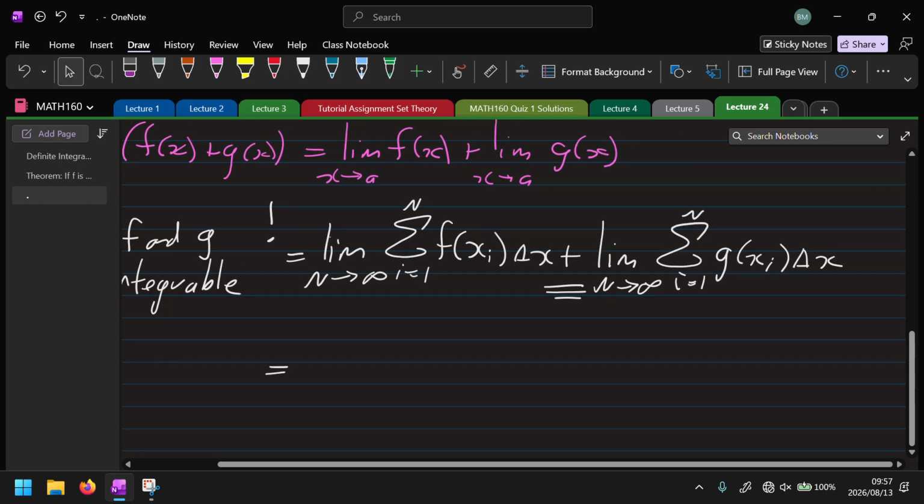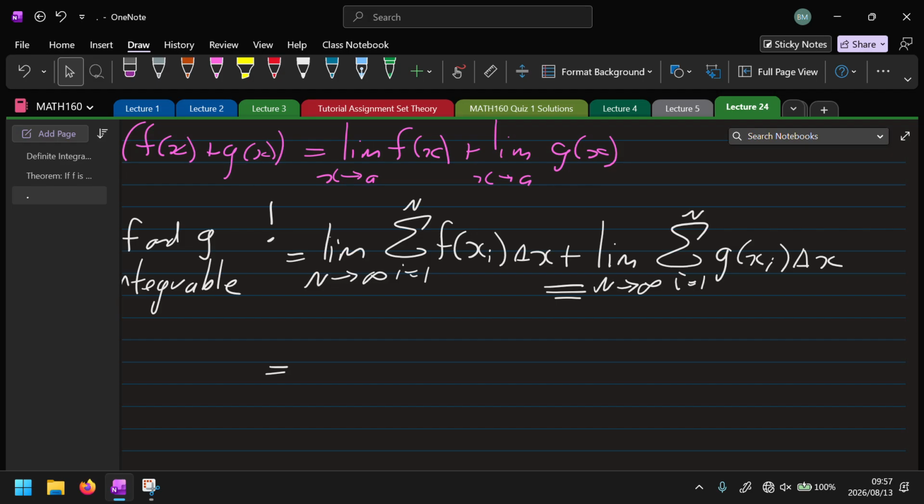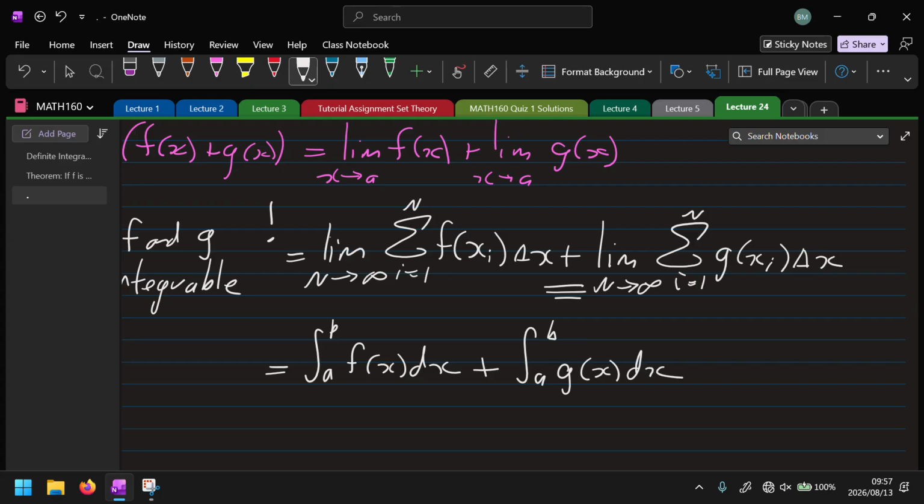And now we can finish it off very easily. The limit of this, we can rewrite using the definite integral symbol. And the limit of this, we can rewrite using the definite integral symbol. Sorry, that's a g. And we're done.